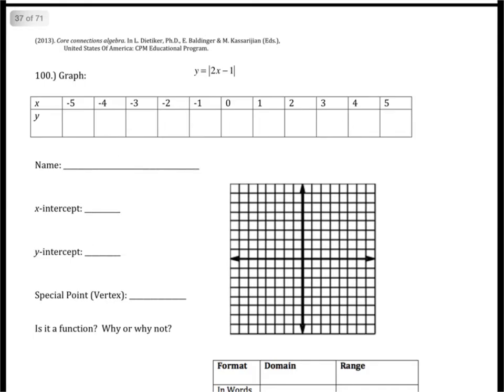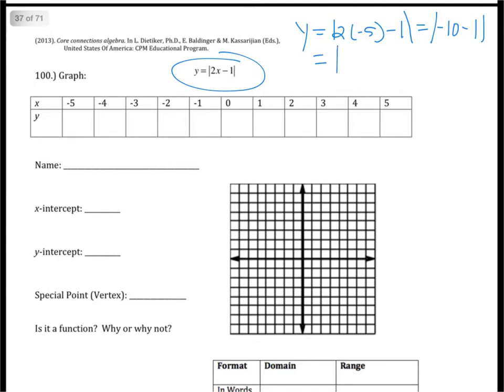Okay, we're going to look at an example of how to graph absolute value functions. In this problem, it is y equals the absolute value of 2x minus 1. So if we plug in negative 5, 2 times negative 5, take away 1, we get the absolute value of negative 10, take away 1, which equals the absolute value of negative 11, which equals 11. If we do negative 4, we have the absolute value of 2 times negative 4, take away 1, which is negative 8, take away 1, which equals the absolute value of negative 9, which is 9.